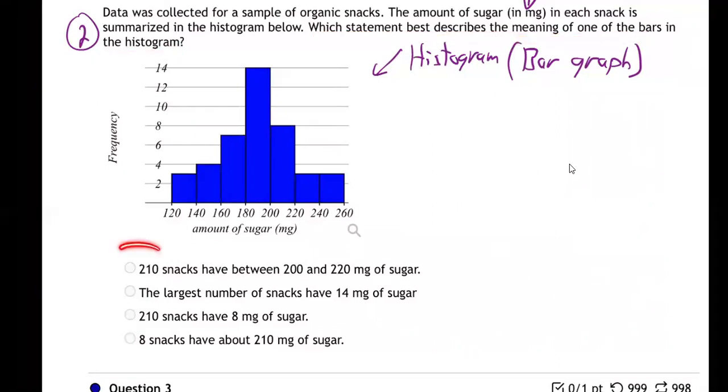So which statement best describes the meaning of one of the bars in the histogram? All right, so we want to read these statements. This is just a check of whether you can generally read the histogram and make sense of what's being said. Only one of these will be true. Which of these best describes the meaning? All right, 210 snacks have between 200 and 220 milligrams of sugar. Is that true? Is the histogram saying that?